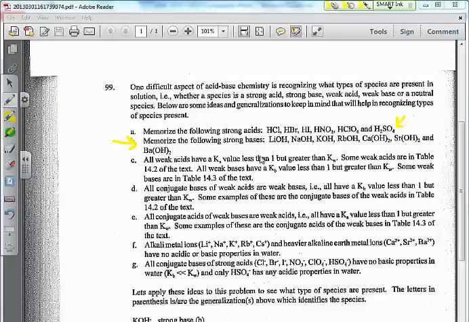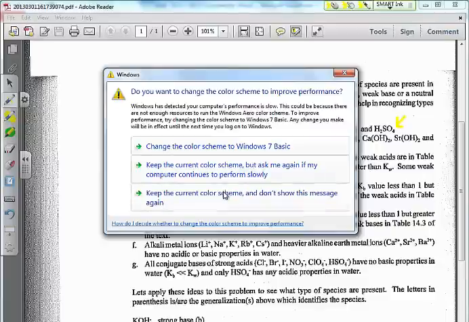All weak acids have a Ka value of less than 1, but greater than Kw. So it's greater than that 1.0 times 10 to the negative 14th. Some weak acids are in table 14.2. All weak bases will have a Kb value less than 1, but greater than Kw. Some weak bases are also found in table 14.3.